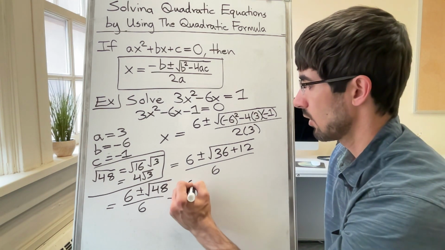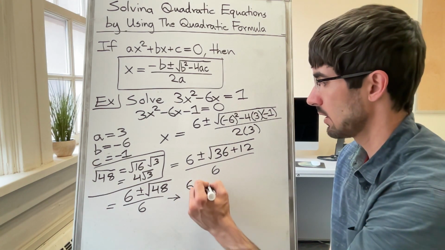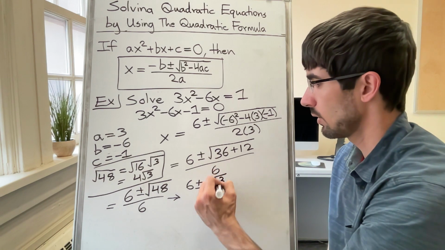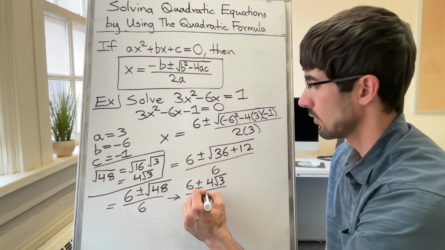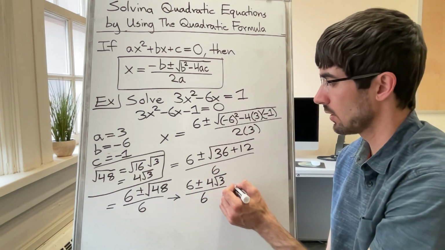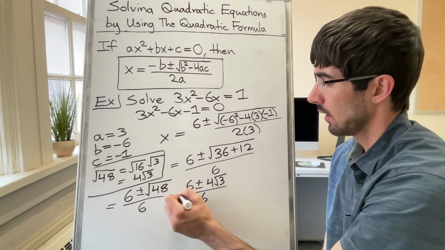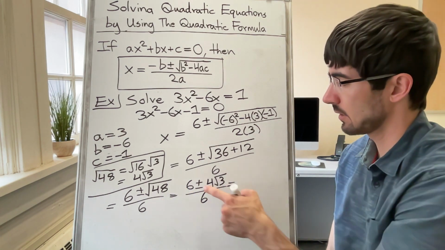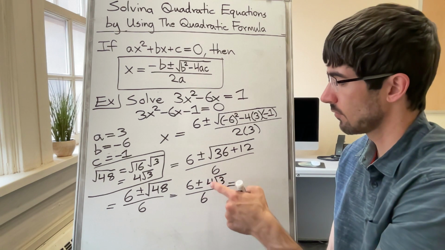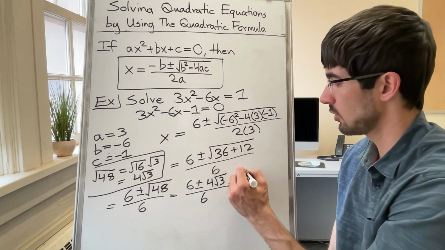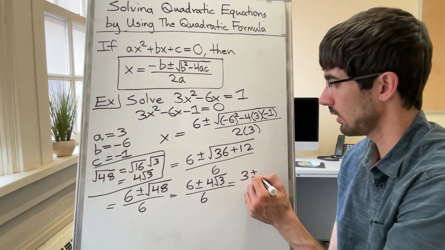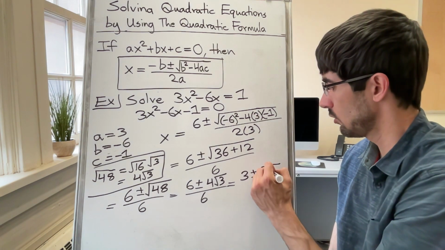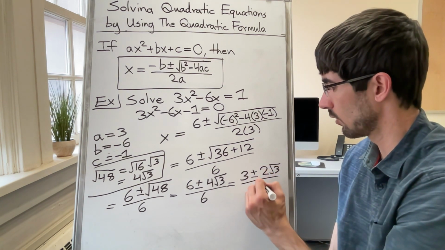Let's put that into our solution. So I have 6 plus or minus 4 root 3 over 6. And then we're going to divide a common factor to finally simplify this. 6, 4, and 6 are all divisible by 2. So divide it by 2 and I get 3 plus or minus 2 root 3 over 3.